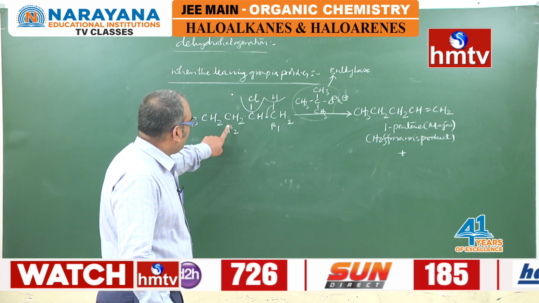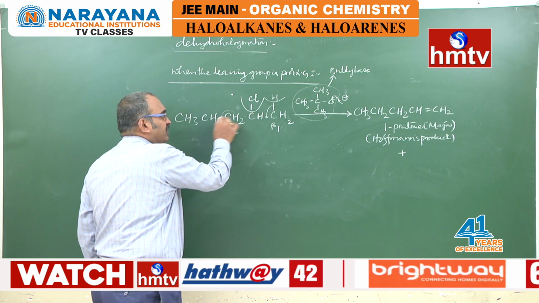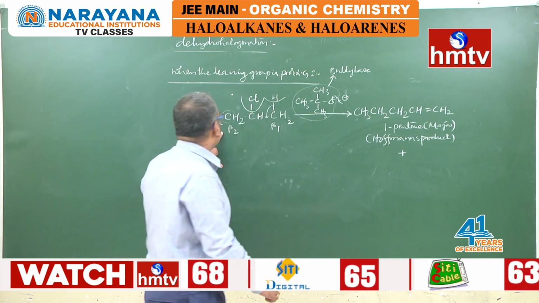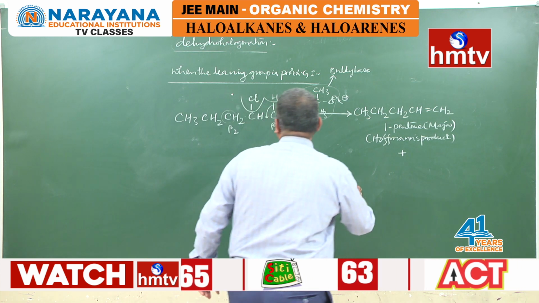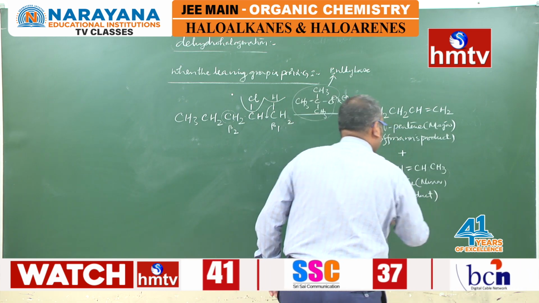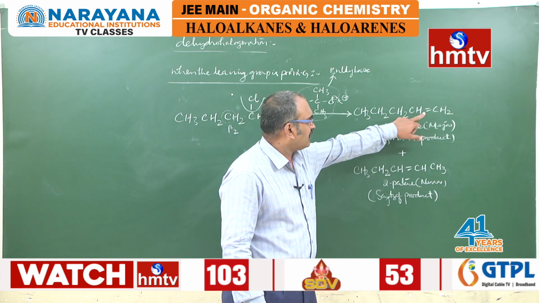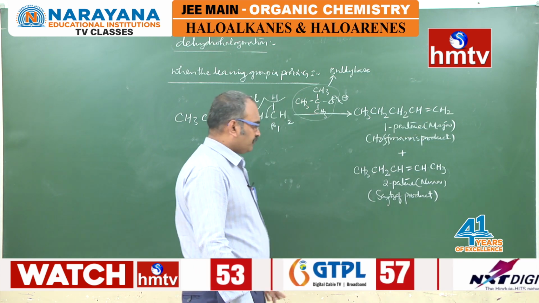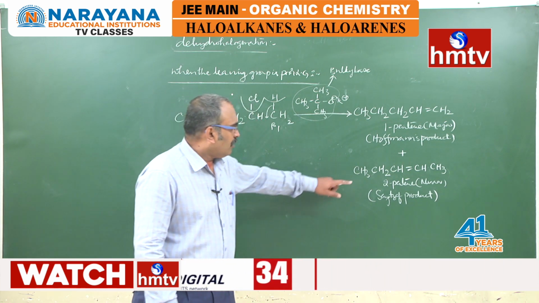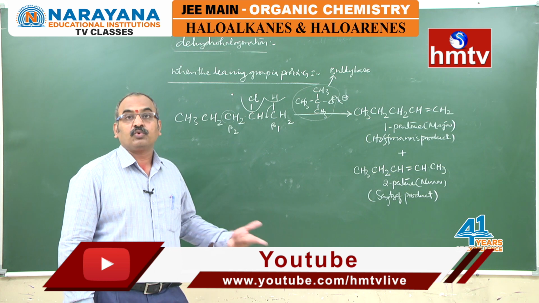Plus, if the proton is eliminated from beta 2, that is a hindered carbon. It is in between two bulky groups, so tertiary butoxide cannot approach this one. With a lot of difficulty it can, and if it removes this proton, then you will get 2-pentene as the minor product. That is, Saytzeff product is the minor product. Hofmann's product is the less stable alkene, and Saytzeff product is the more stable alkene. The more stable alkene is the minor product, and the less stable alkene is the major product according to Hofmann's rule.